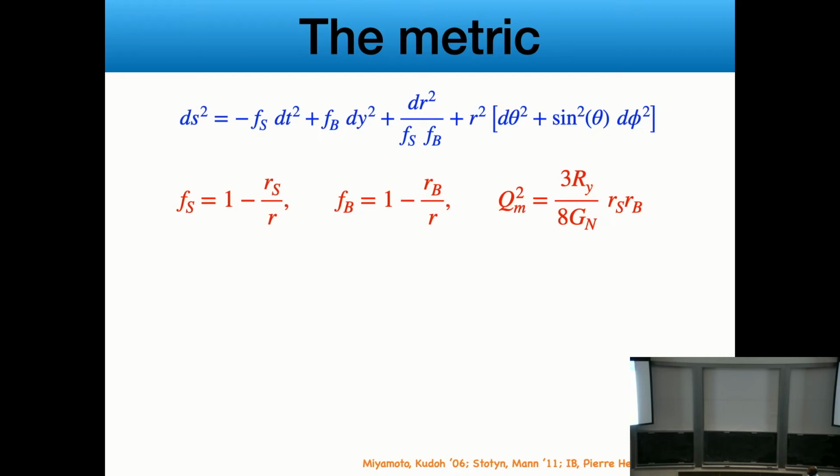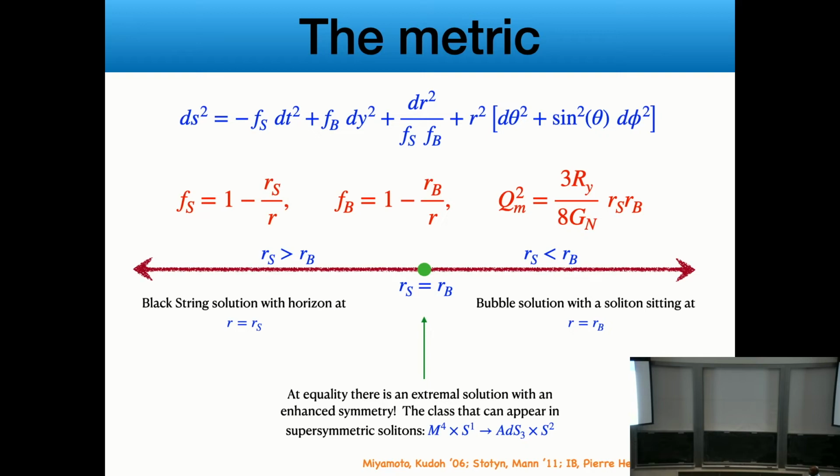For the experts in the room, the spacetime of this metric is very simple. If I look at this piece, it just looks like a Schwarzschild spacetime, and I add this extra circle sitting here, with standard Schwarzschild functions and two parameters, RS and RB. In these cases, when RS is greater than RB, the function FS is going to shrink first, and then you have a horizon, something that looks like a standard black hole.